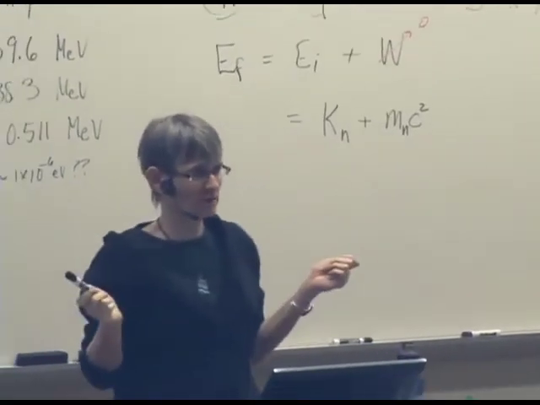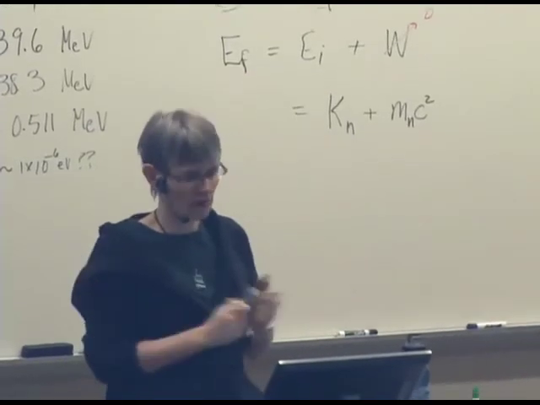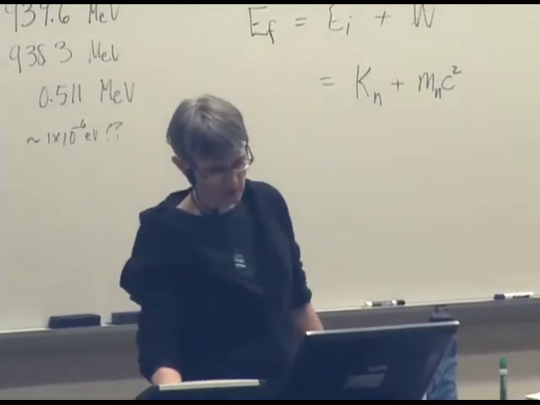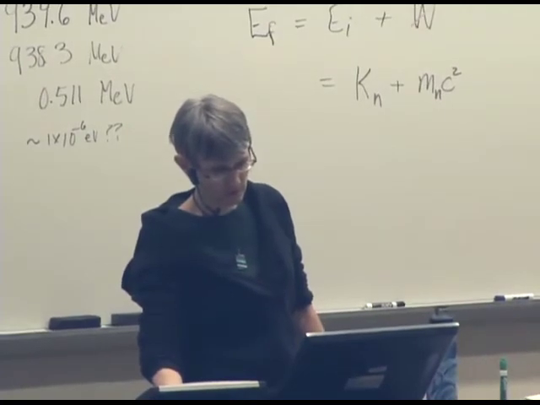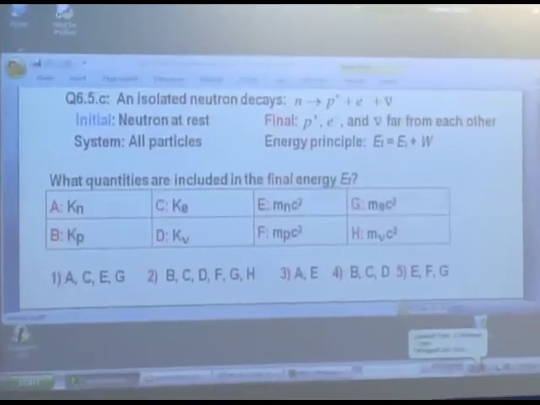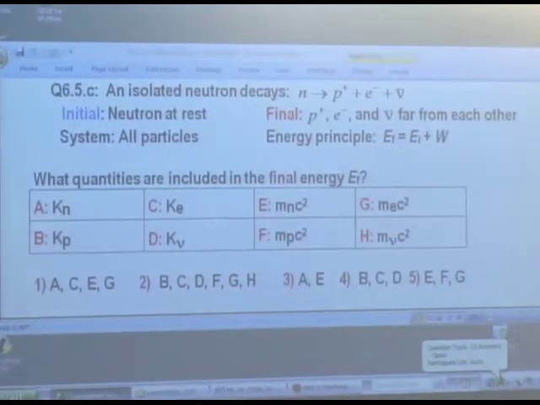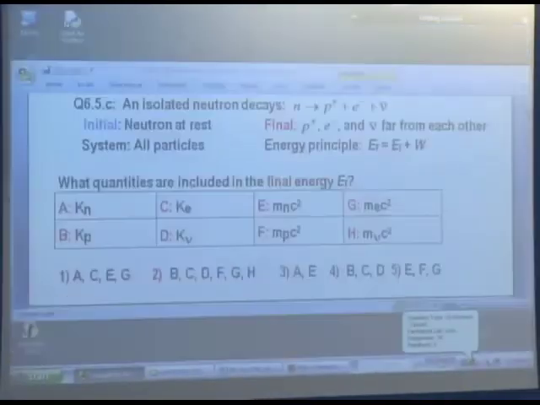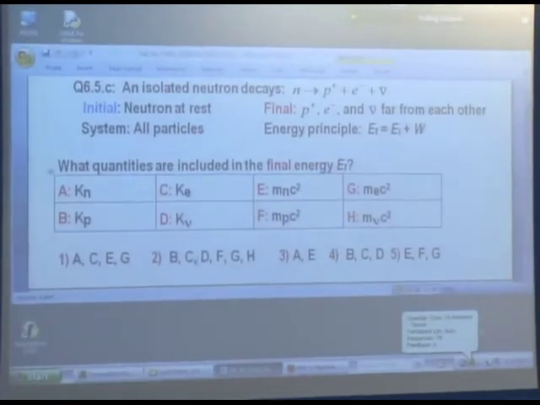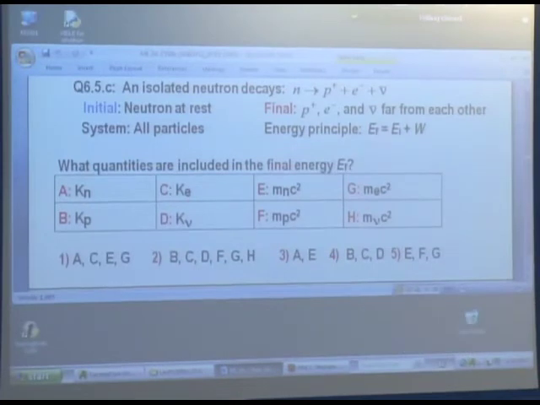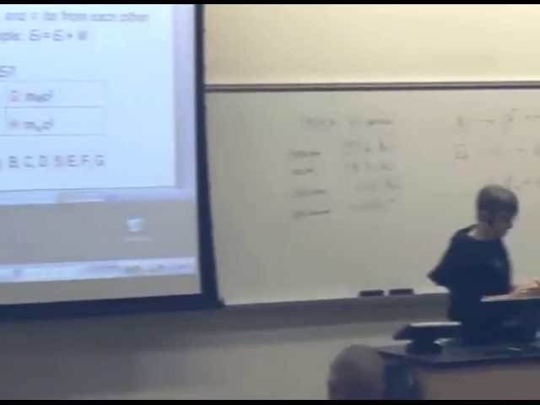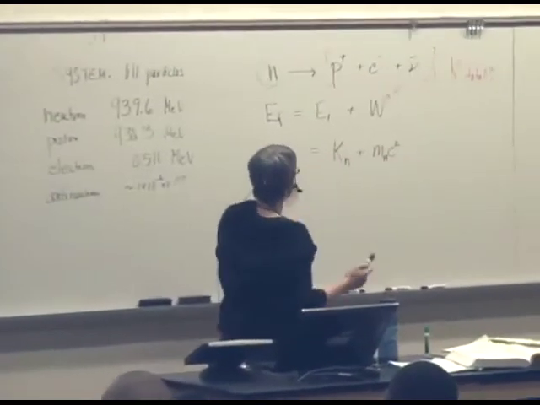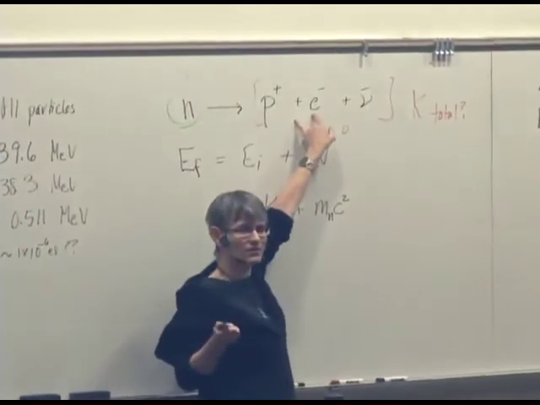Okay, questions about that? All right. So what goes on the other side of the equation? The final state. Okay, well, people seem more sure. And there's a lot of terms, aren't there? It looks like the kinetic energy of the proton and the kinetic energy of the electron and the kinetic energy of the antineutrino and then all their rest energies too. And that's right. We just look and see what's there and then see what kind of energy they can have.